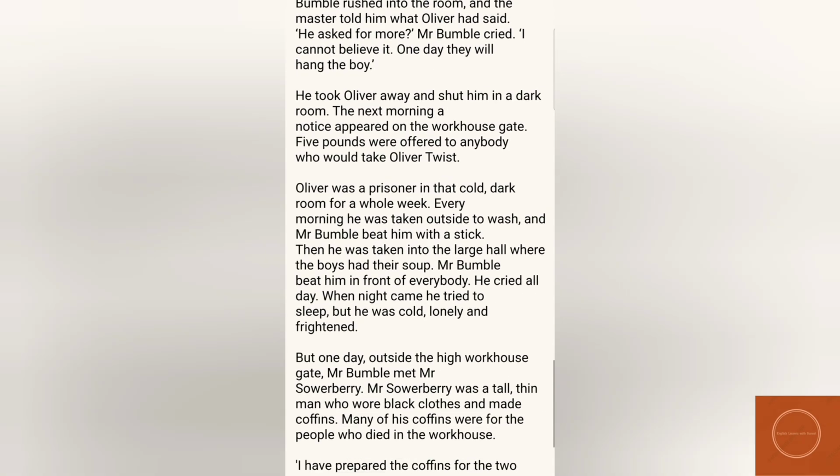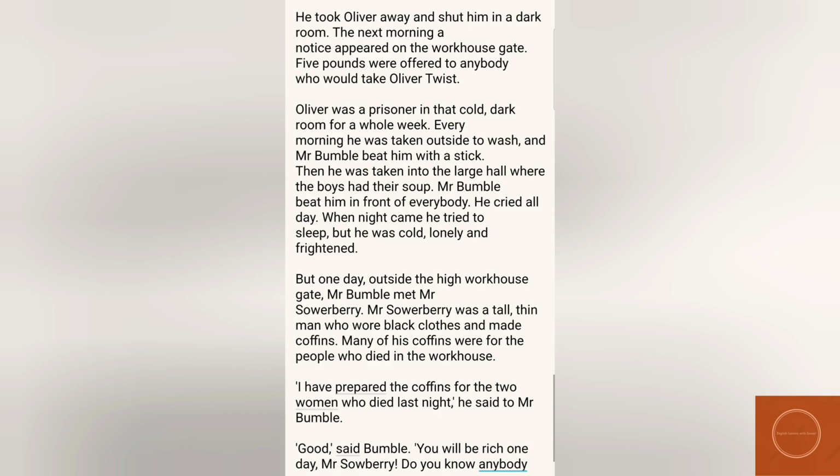So even Mr. Bumble was very surprised that this boy even asked for more soup. He took Oliver away and shut him in a dark room. The next morning, a notice appeared on the workhouse gate. £5 were offered to anybody who would take Oliver Twist.